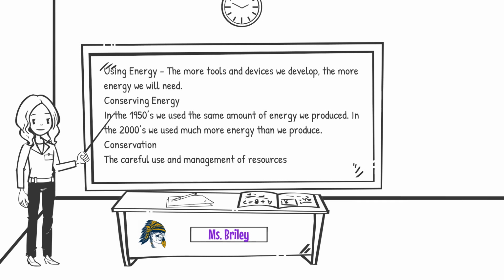Conserving energy. When we're talking about conserving energy, if we look at the 1950s, we used the same amount of energy we produced. In the 2000s, we used much more energy than we actually produce. And then when we look at conservation, which is very important, it is the careful use and management of resources.